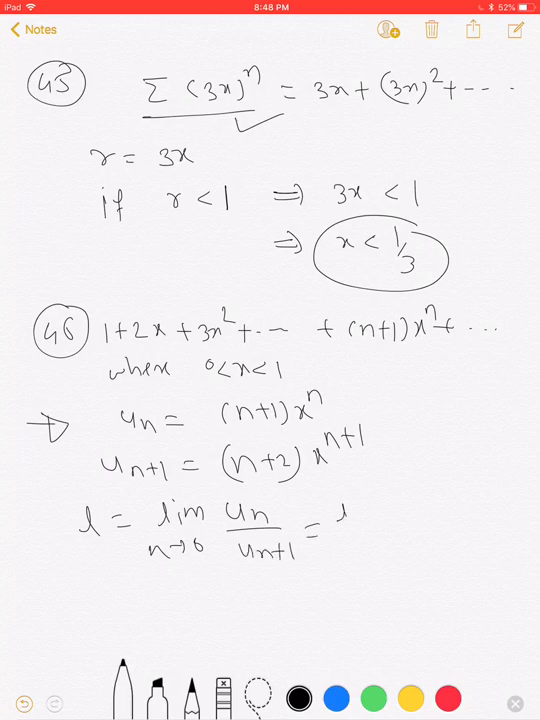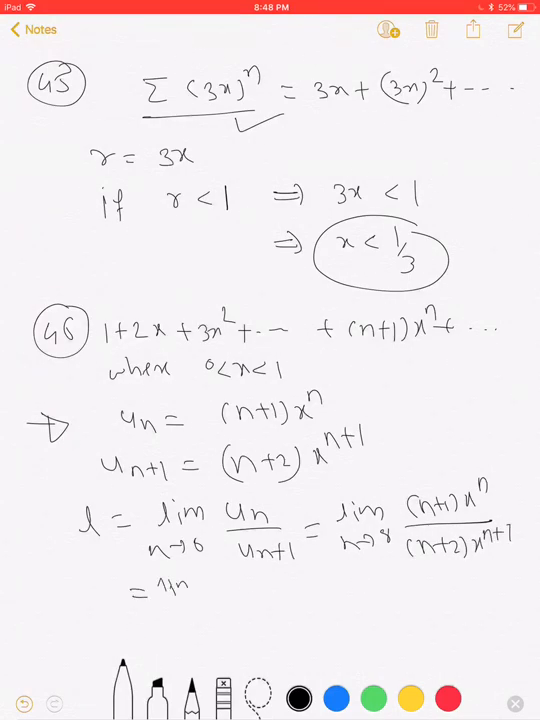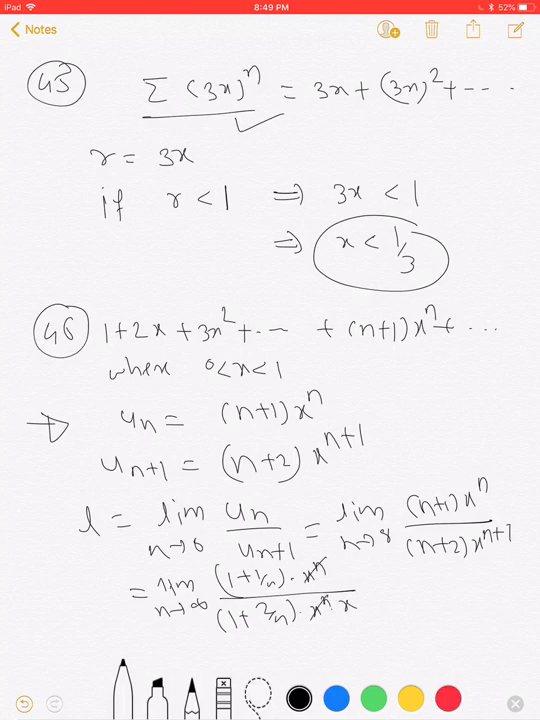So this becomes limit n tending to infinity of n plus 1 into x raised to the n upon n plus 2 into x raised to the n plus 1. So this can be written as limit n tending to infinity 1 plus 1 by n into x raised to the n upon 1 plus 2 by n into x raised to the n into x. So x raised to the n cancels. So this becomes 1 by x. And if x lies between 0 and 1, this value is always greater than 1.